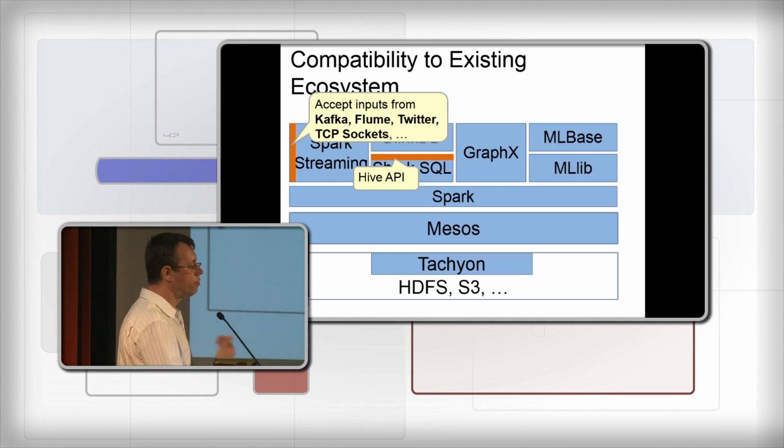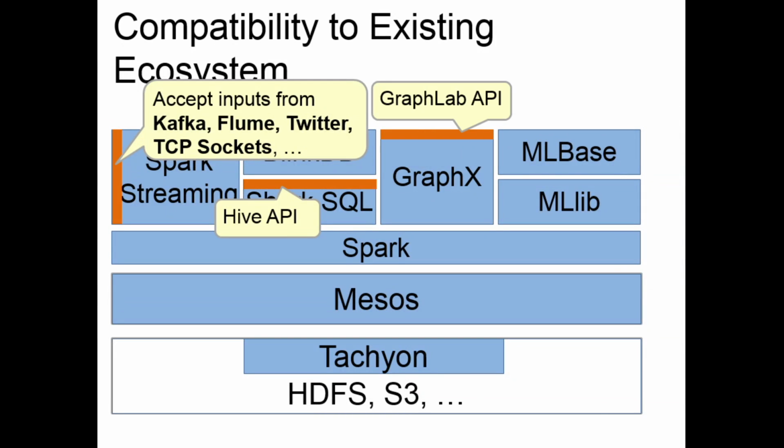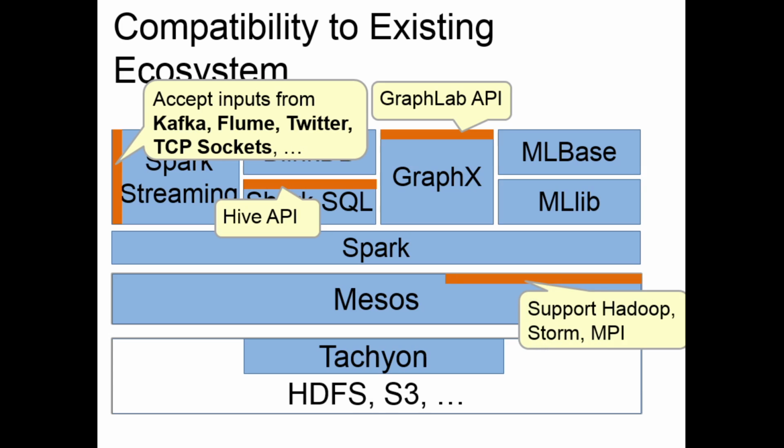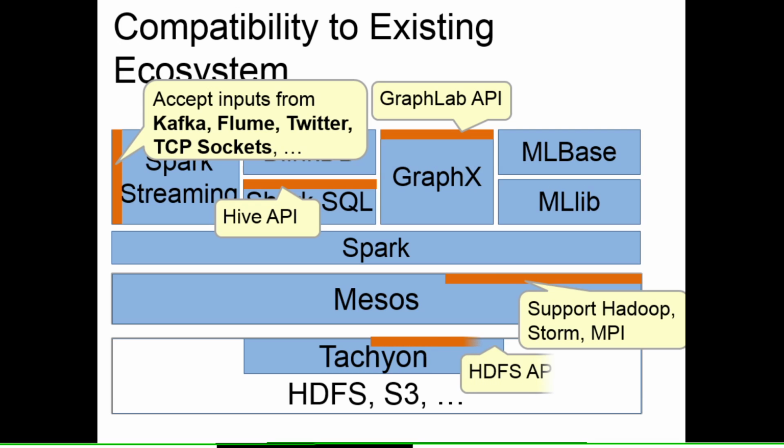Shark provides, like I mentioned, the Hive API, so you can run unmodified Hive queries. GraphX will provide the GraphLab API, a very popular graph package. Mesos, like I mentioned, also provides support for the Hadoop MapReduce framework, Storm, and MPI. And Tachyon, like I just mentioned, also provides the HDFS API.